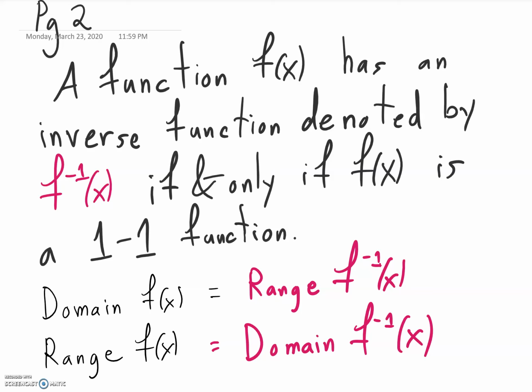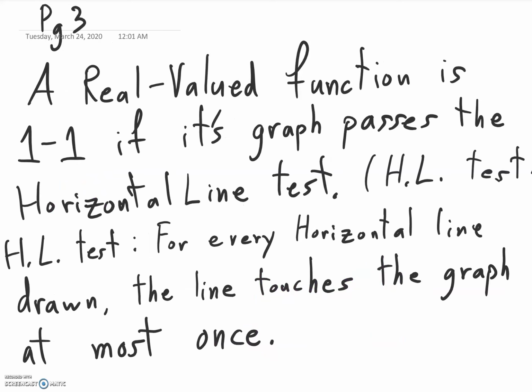So you have that a function is one-to-one if and only if it has an inverse function. What does it mean for a function to be one-to-one? There's quite a number of things here involving one-to-one functions that are skipped in this class. Don't worry, you'll see them again in pre-calculus. A real valued function is one-to-one if its graph passes the horizontal line test. So in this class, we only deal with functions whose inputs and outputs are real numbers.